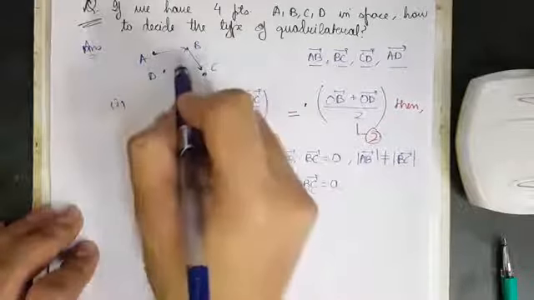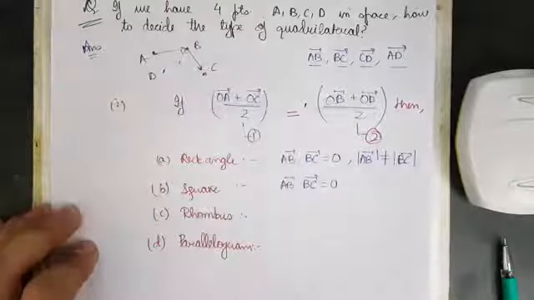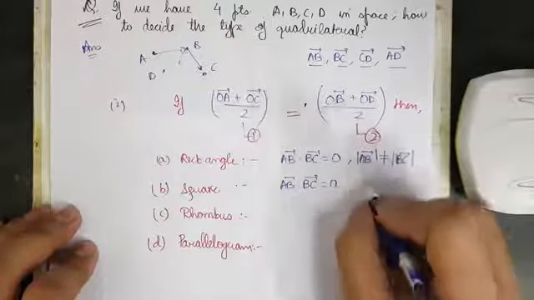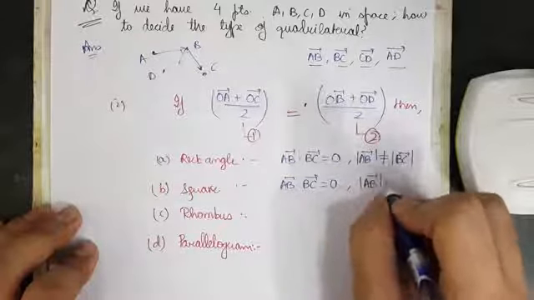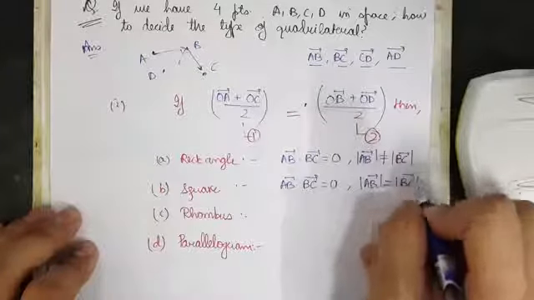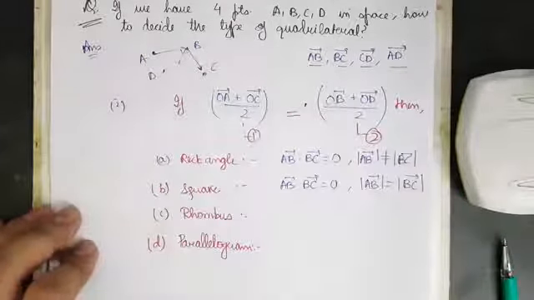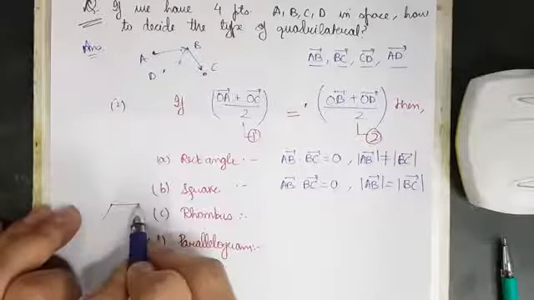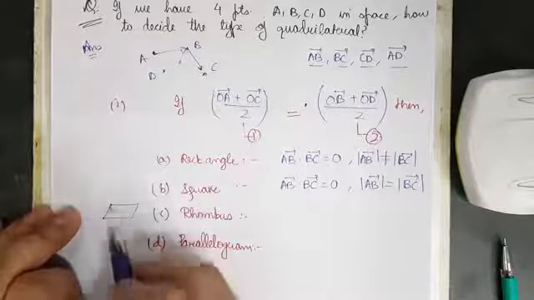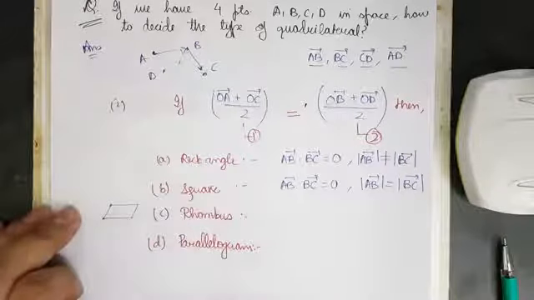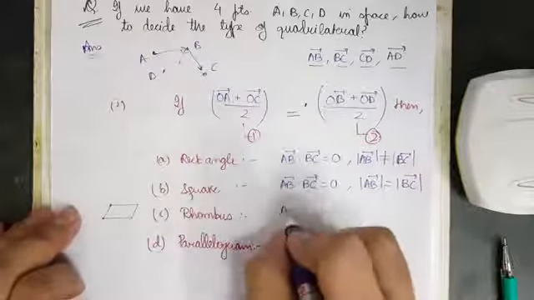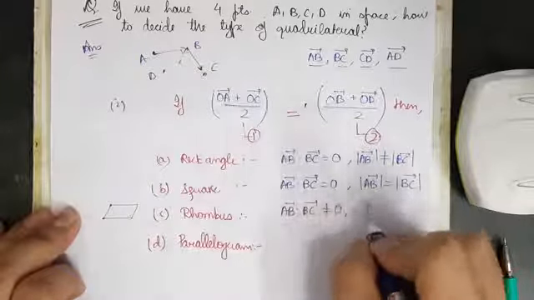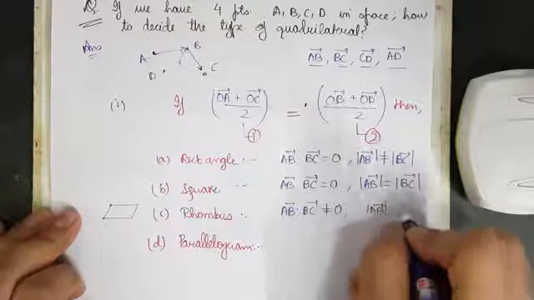Why? Because these are perpendicular, and hence the perpendicular will have cos theta as 0. Now the magnitude of the adjacent ones will be equal because this is a square. So the AB vector magnitude will be equal to the BC vector magnitude. Now moving on to the rhombus, we all know that the rhombus is something like this, in which all the sides are equal in nature but the right angle is not present.